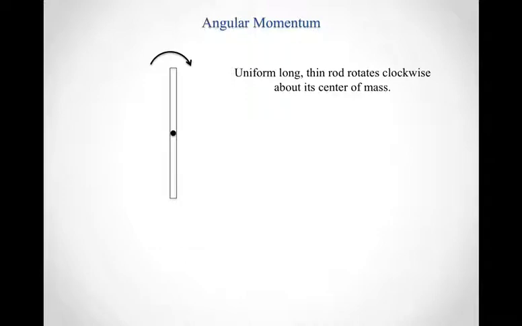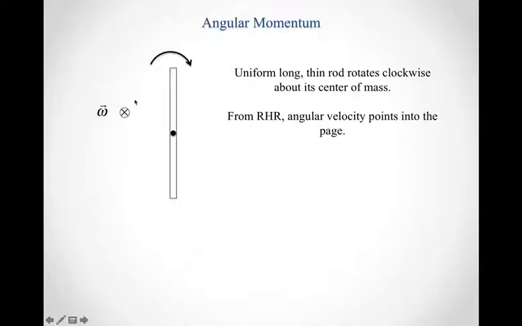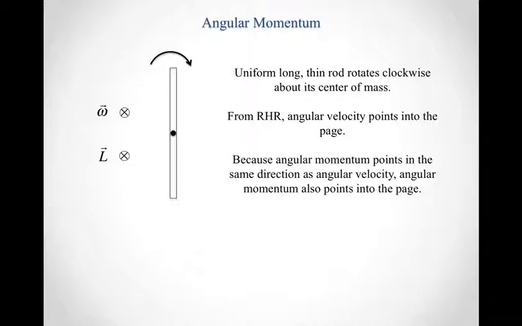And again, we know from using our right-hand rule that if I take the fingers of my right hand and curl them so that they curl clockwise, the thumb of my right hand is pointing into the screen, which tells me that the angular velocity points into the screen here, into the page. Well, since I know that the angular momentum points in the same direction as the angular velocity, if I know the angular velocity points into the page, that means the angular momentum must also point into the page.